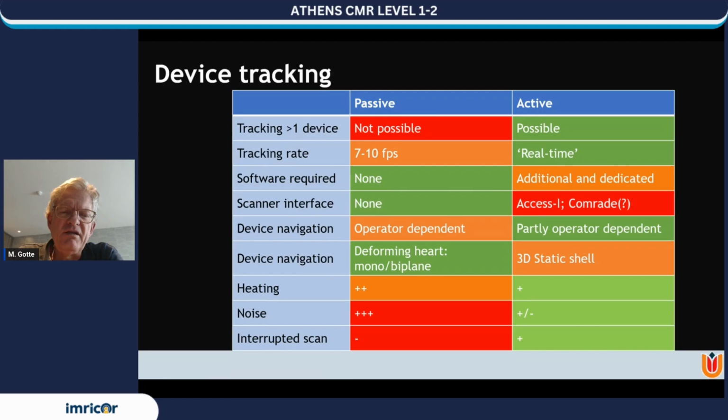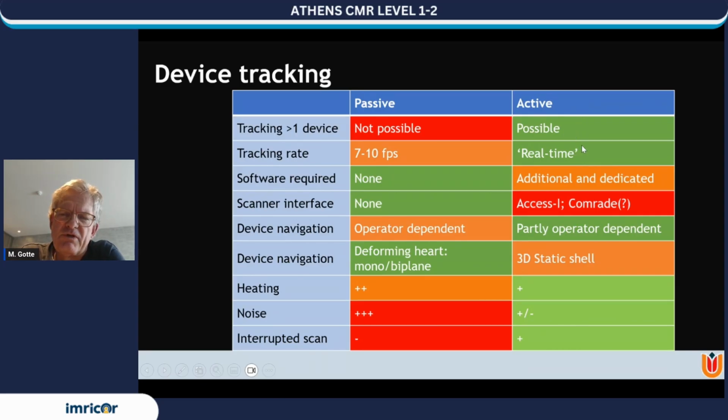There's an issue with heating, since if you continuously scan in real time, you use a lot of energy. The noise is also an issue, since the operator, although with ear protection, is aware of the noise, and there's no interrupted scanning possible. You have to scan continuously to track the device, and I will come to this in a minute. Active catheter tracking allows you to track more than one device.